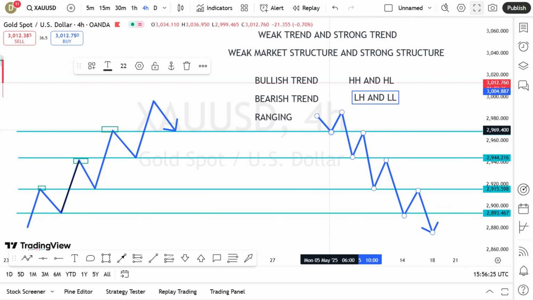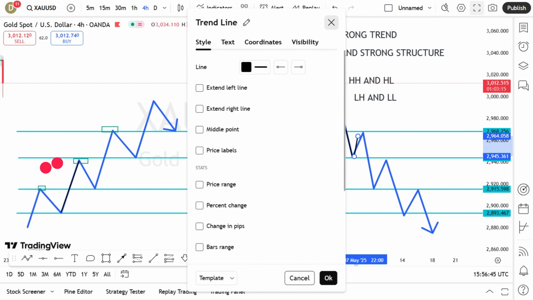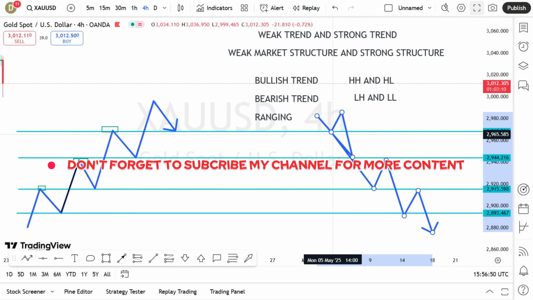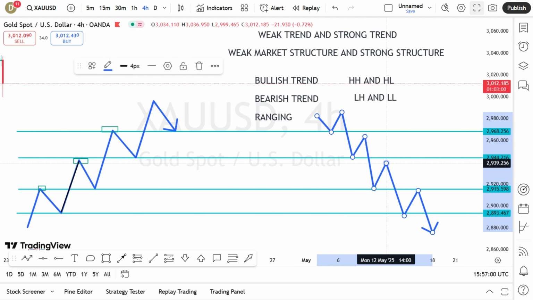So we have this low. You want price to break out this low, and we're expecting a retest on this low. If price fails to retest this low, it means the market is forming a weak trend. The same applies to this one. If market fails to retest this low, it means market is forming a weak trend. That's all.